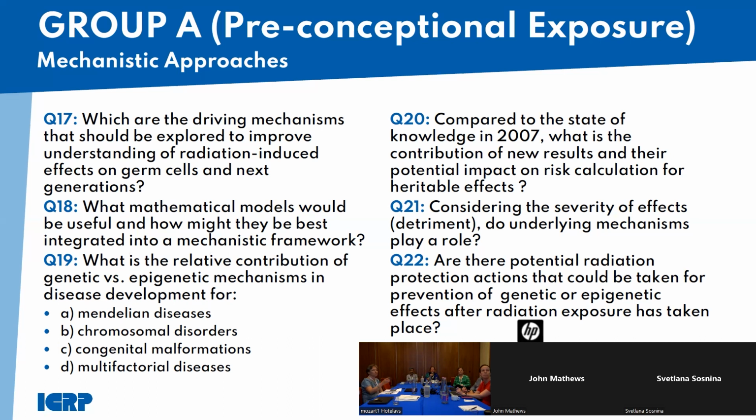Question 17. Which are the driving mechanisms that should be explored to improve understanding of radiation-induced effects on germ cells and next generations? Yeah, so also I think one thing that we could envisage is genomic stability, because it may be that by exposure of germ cells, we induce some changes that lead to genomic instability. And how can you study this? Here I come back to the idea of irradiating cells, taking cell samples, irradiating them under in vitro conditions and studying their response. One dose, looking at DNA damage response.